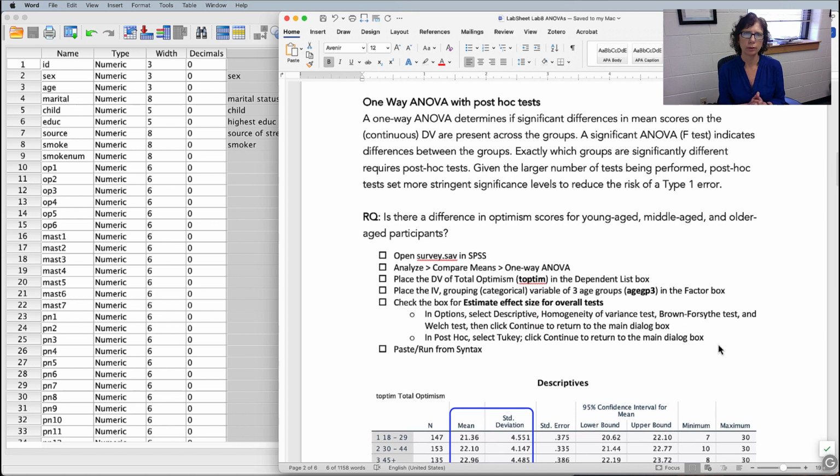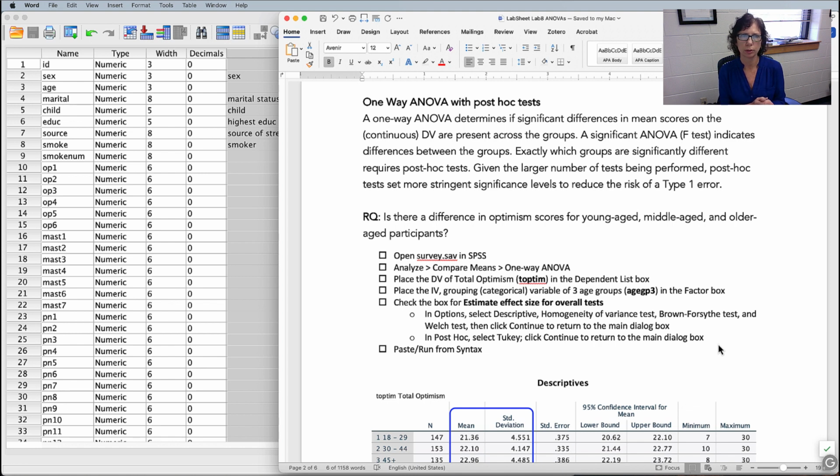When we're looking at a one-way ANOVA with post-hoc tests, this is when we use the ANOVA first to just determine if significant differences between the levels, between these groups, are present at all. If you have a significant ANOVA or F-test, it just tells us that there are significant differences. It doesn't tell us where. That's when we would have to run the post-hoc to find out exactly where those differences are occurring.